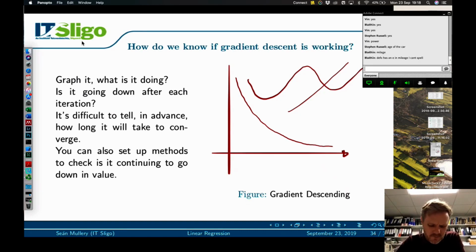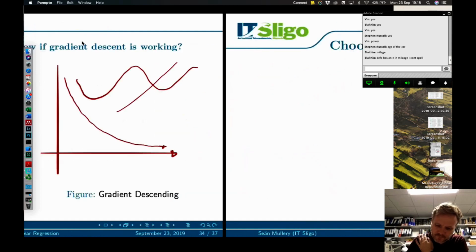So it's difficult to tell in advance how long it will take to converge, but you should see it going down constantly. You can also set up methods to check when it stops getting lower in value, that it's leveled off.